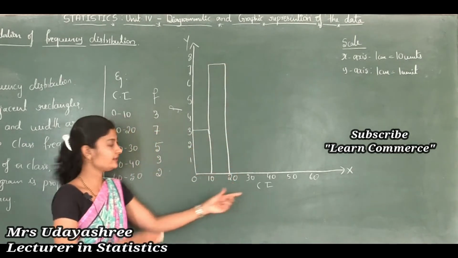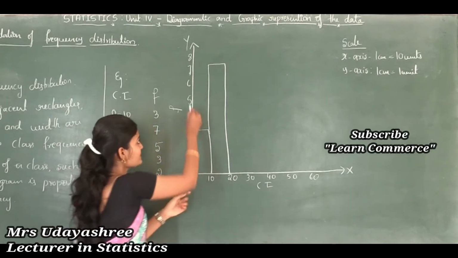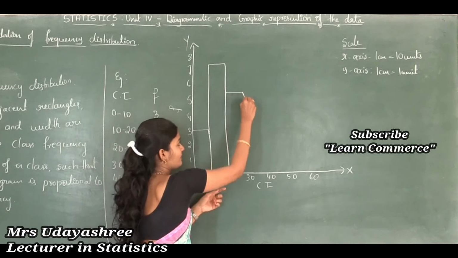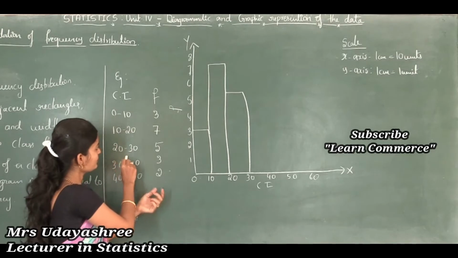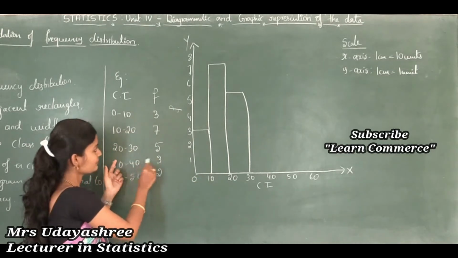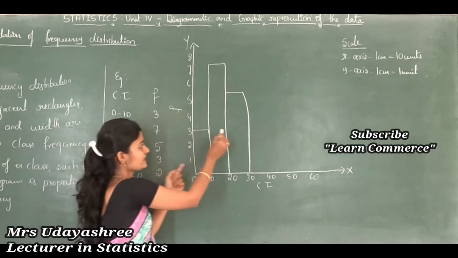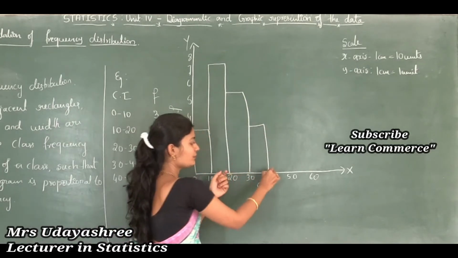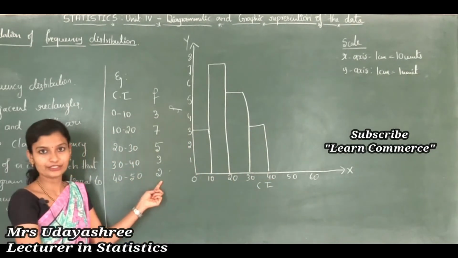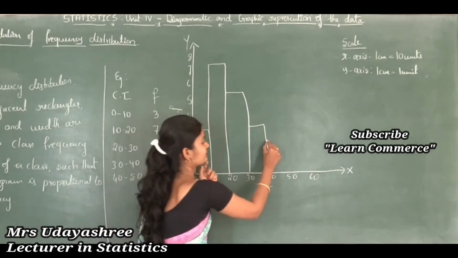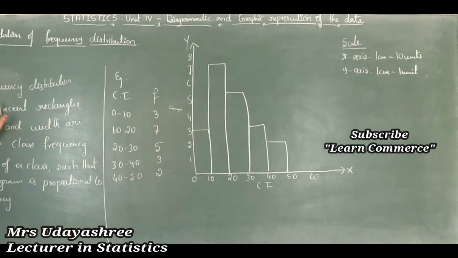Next, 20 to 30, the corresponding frequency is 5, so 5 is here. Next, 30 to 40, the corresponding frequency is 3, so 3 is here. Like this we need to draw one rectangle. Next, 40 to 50, the corresponding frequency is 2, so 2 is here. So this is the histogram.